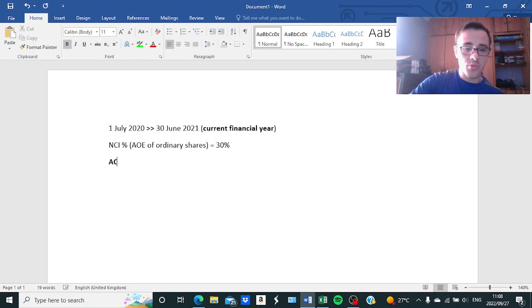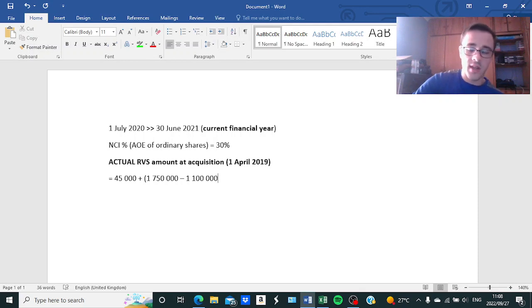So the actual revaluation surplus amount at acquisition, meaning on the 1st of April 2019, is equal to the balance given, which is 45,000. And then we have to add the revaluation that was also done on that date but was not recorded. Obviously, it is not part of the 45,000. So it's 45 plus the 650, and this will give you a value of 695.